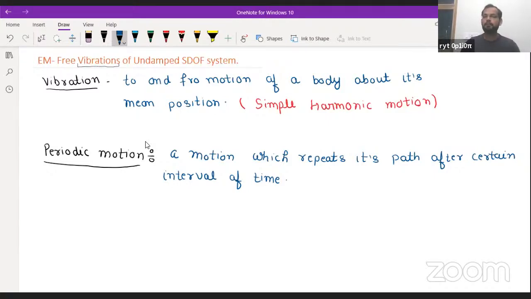So what is simple harmonic motion? Simple harmonic motion is a subtype of periodic motion. All simple harmonic motions are periodic motions, but not all periodic motions are simple harmonic motions. So for this, first we have to understand what is periodic.